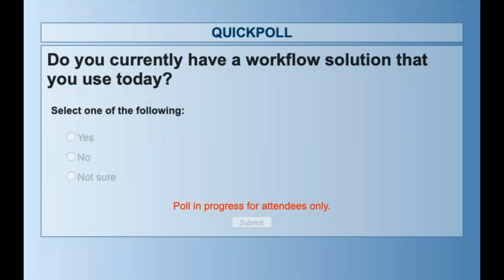Okay, so I guess we got another survey question. Yeah. So speaking of workflow, I know that we have a number of people on the webinar today. If you don't mind answering, do you have a workflow solution today? And if you know, yes. And if you don't have one yet, no. And if you don't know, then put not sure.